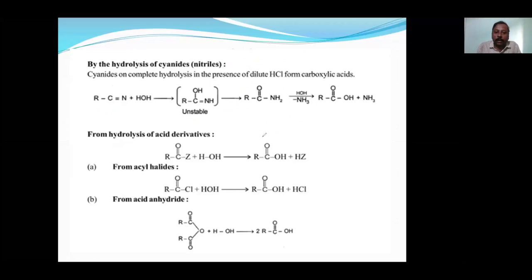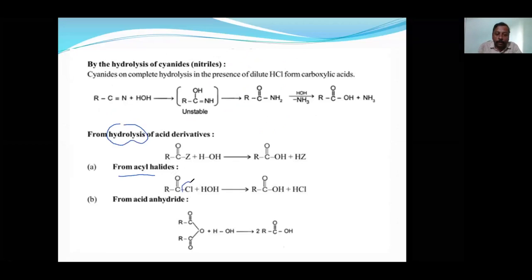Carboxylic acids have how many derivatives? Acid halide, ester, amide, and acid anhydride. 4 derivatives are there. Let's see one by one. When you hydrolyze them, when you add water to them, here X can be any halogen, preferably chlorine. So on HOH, water should be written as HOH. Now the question is, with the Cl, who will go? H will go or OH will go?